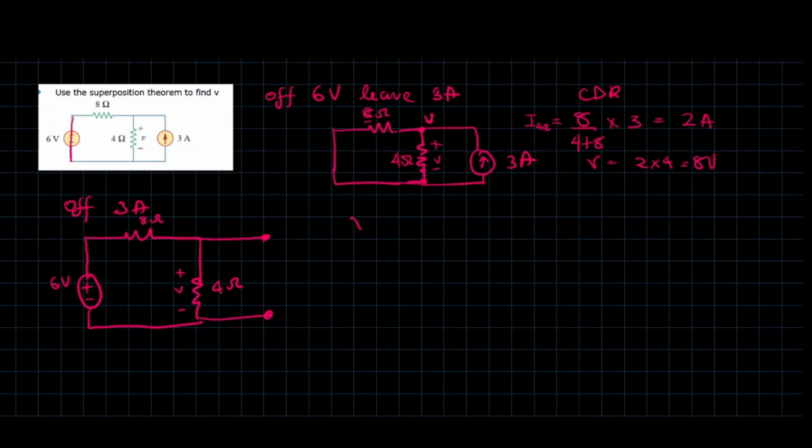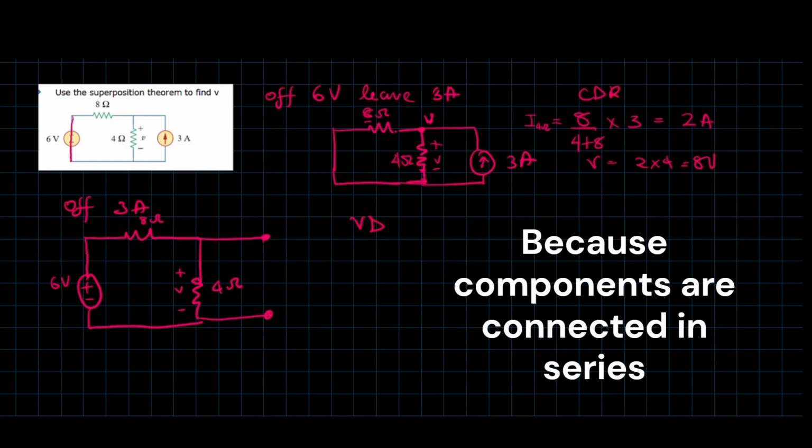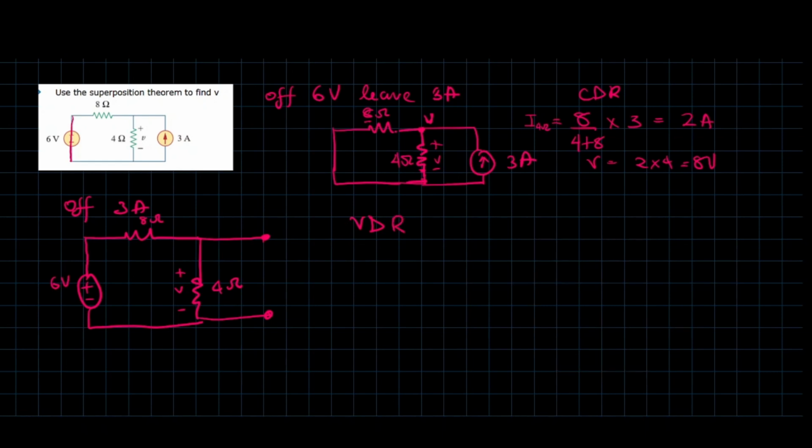this is a voltage divider circuit, so we can use VDR, the voltage divider rule. It's going to be 4, that is where we want to find the voltage, 4 over 8 plus 4 times the total voltage there. That's the V we're looking for, so it's going to be equal to 2 volts.